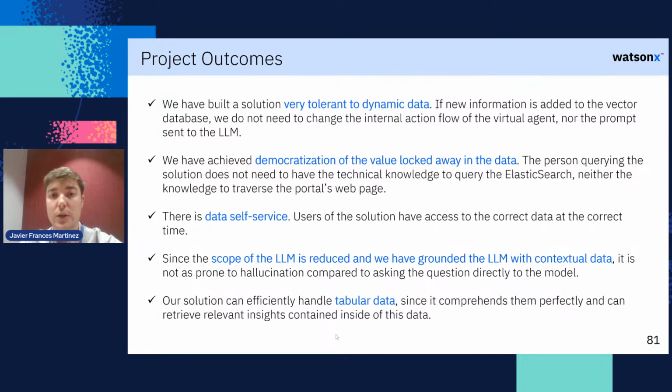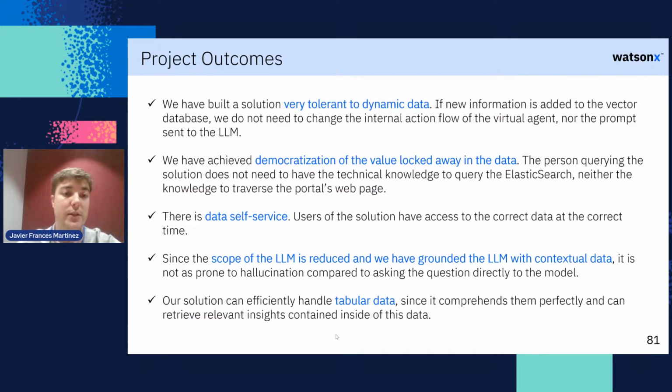And this is something very good because we can now control in Elasticsearch what is the data being answered to our users. We are also democratizing the value locked away in these documents. Before this virtual agent, only those citizens or companies with a lot of experience working with this portal would be able to find the answers to the questions they have at the correct time. But now anyone can query, no matter the language and no matter the place in which this information is contained. As a result, there is data self-service. So everyone has access to the correct data at the correct time.